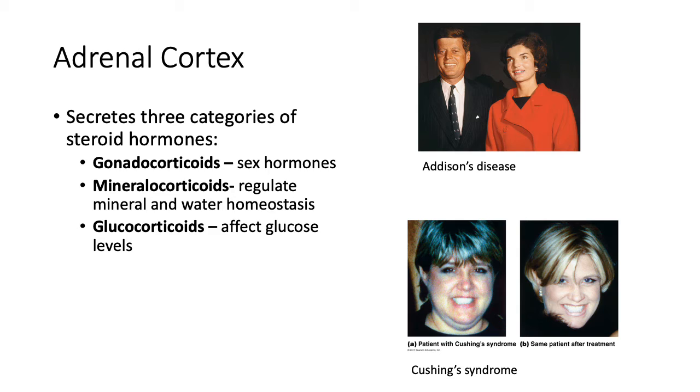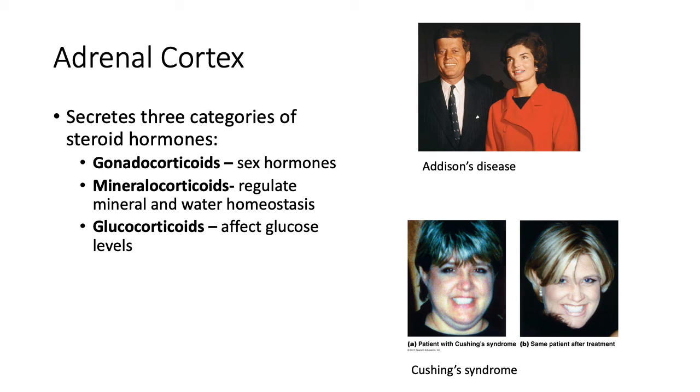So the adrenal cortex releases a variety of hormones, but they are categorized into 3 categories, which are the gonadocorticoids, the mineralocorticoids, and the glucocorticoids. The gonadocorticoids in general regulate or are part of the sex hormones, so things that regulate secondary sex characteristics. The mineralocorticoids regulate mineral and water homeostasis, so they help maintain our mineral and water balance. And the glucocorticoids affect our glucose levels.